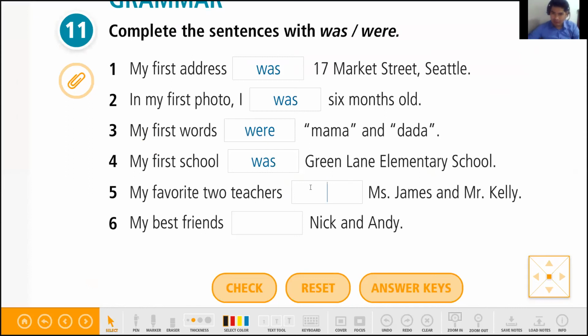Are you sure the option is was? But it says 2 teachers. Teachers is they. They, right? So they was or they were? Were. Okay, let's use it. And my best friends, teachers. Yeah, that's correct. Okay, let's check answers. Very good. No problems. You completed this activity and you did that very well. Excellent class.